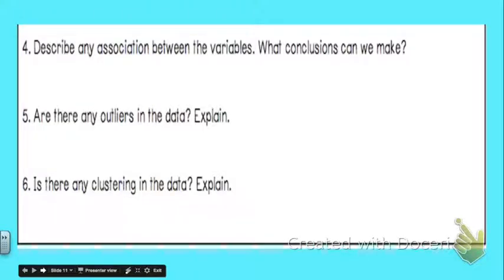Okay, so now we're just going to answer some questions. We're going to answer 4, 5, and 6. And you need to look at the scatter plot as I describe why I'm answering these questions the way that I am.